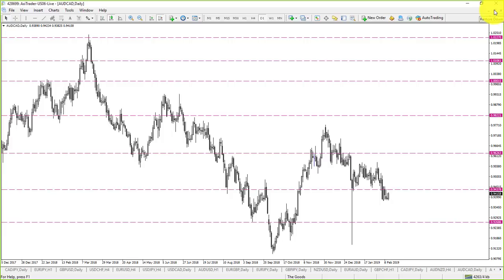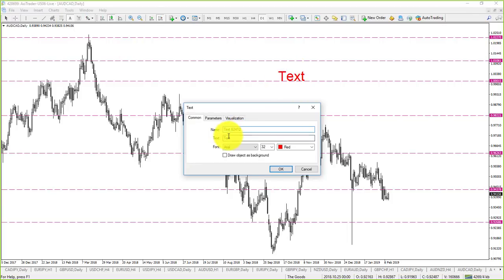So anyway, that's basically how I draw my support and resistance levels. Now, a couple of hints that I found. First of all, these are not walls on the chart. They're beer bellies. Beer bellies, not walls.